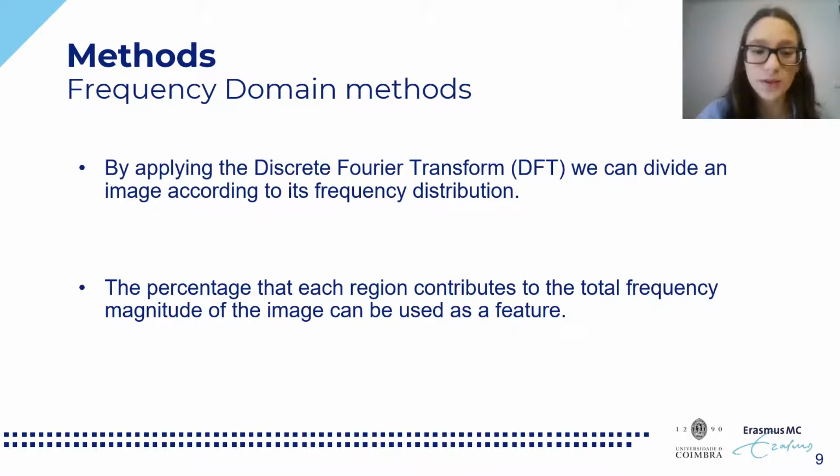Another possible method is to use a discrete Fourier transform. If we apply the transform to our image, we can divide the image into different regions according to its frequency distribution. Then we can calculate the percentage of the contribution of each different region to the total frequency magnitude of the image. This percentage can also be used as a feature in classification models, and basically what this feature represents is the percentage of information within a certain range of spatial frequencies in our image. And it's also very useful to distinguish between different tissues or even different layers in the same tissue.